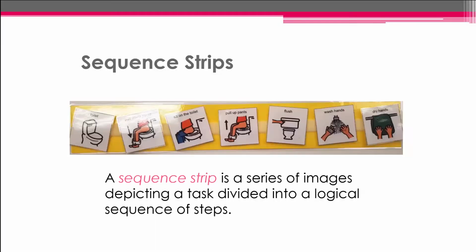A sequence strip is a series of images depicting a task divided into a logical sequence of steps. Show the steps of a task from left to right. Help children to stick to a task by guiding them through the steps, and they help to develop autonomy through repetition.